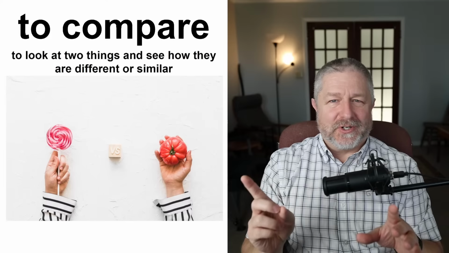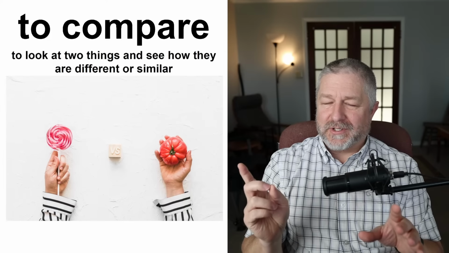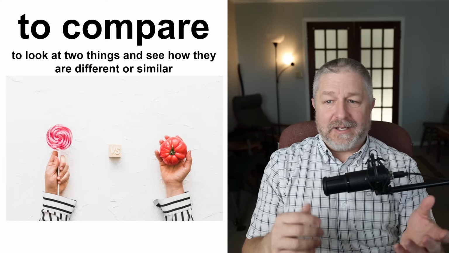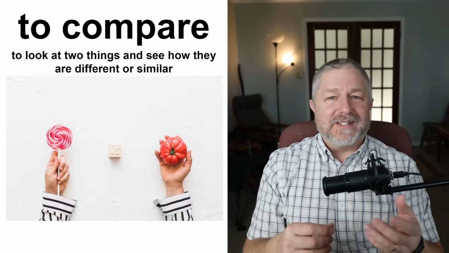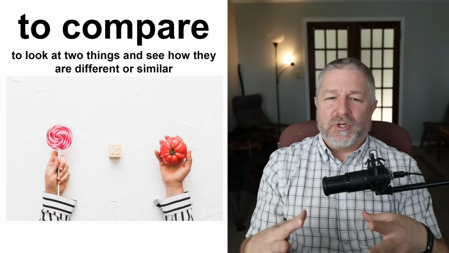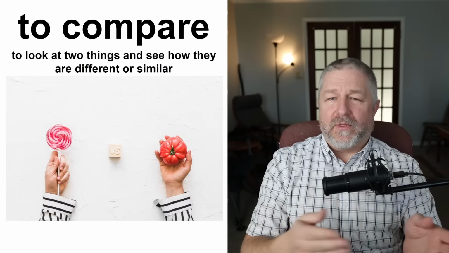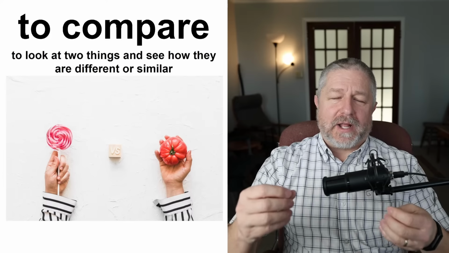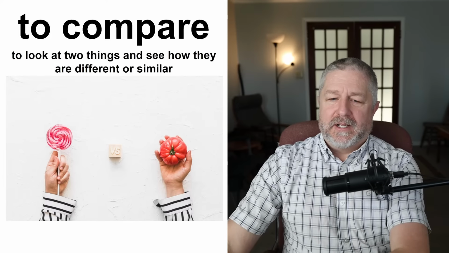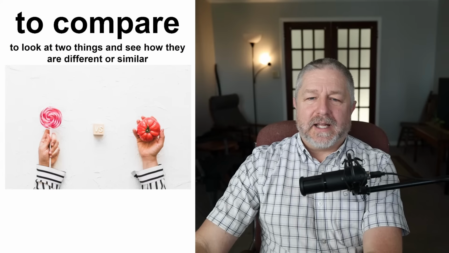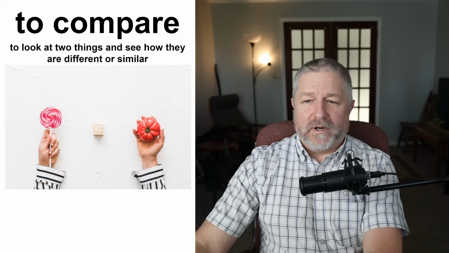One has a lot of sugar in it. One has some natural sugar in it. One is a candy, one is a vegetable. One is good for you and one isn't. So when you compare, you look at two things and you talk about how they are different or similar.